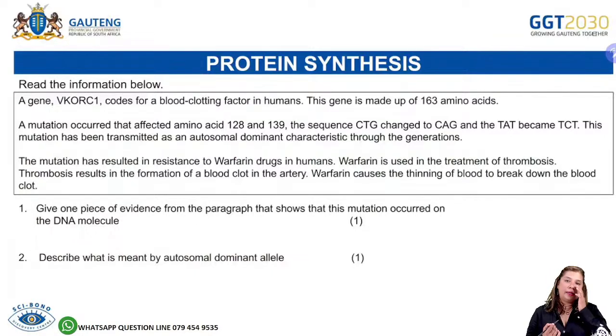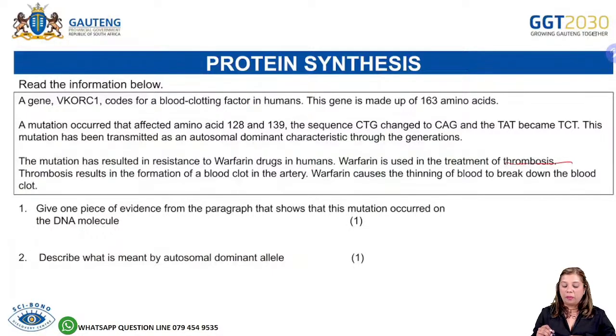I will read it. A gene, VKORC1, codes for the blood clotting factor in humans. The gene is made up of 163 amino acids. A mutation occurred that affected the amino acids 128 to 139. X-Men, remember Spider-Man? This is what's going on. The sequence CTG changed to CAG and TAT becomes TCT. This mutation has been transmitted as an autosomal dominant characteristic through generations. The mutation has resulted in resistance to warfarin drugs in humans. Warfarin is used in the treatment of thrombosis.